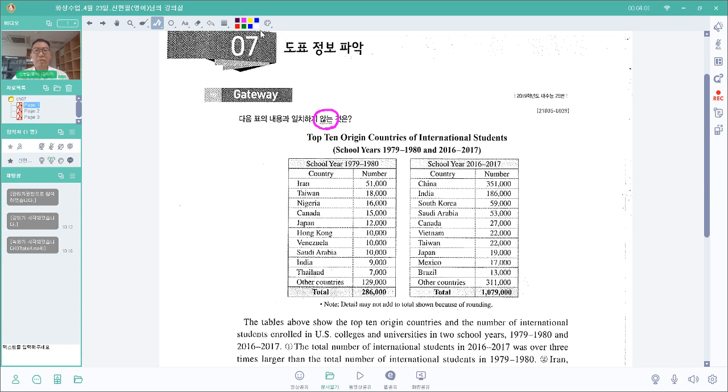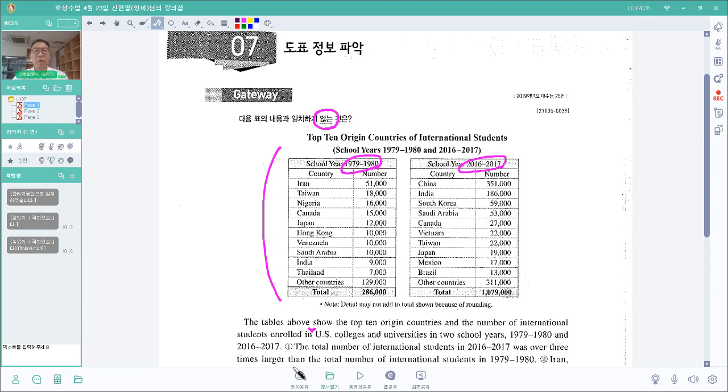So the tables above show the top 10 origin countries and the number of international students enrolled in US colleges and universities in two school years, 1979 and 2016. So here it shows the number of students in United States colleges and universities, and it shows two groups of years, 1979 and 2016, and the number of students who came from different countries.